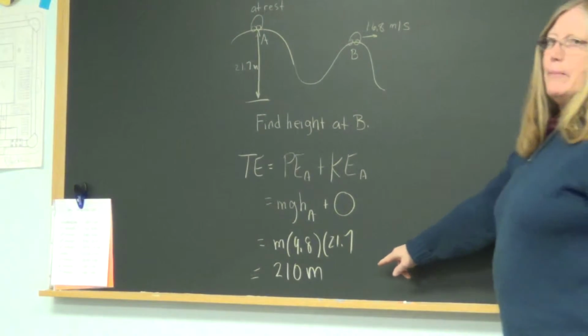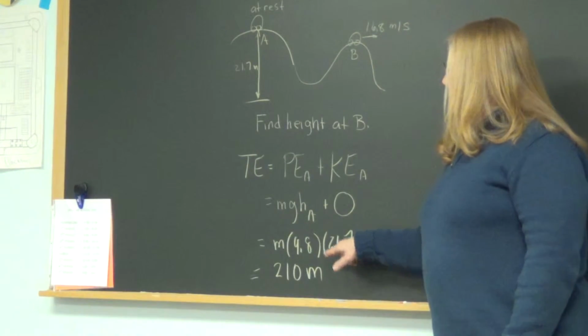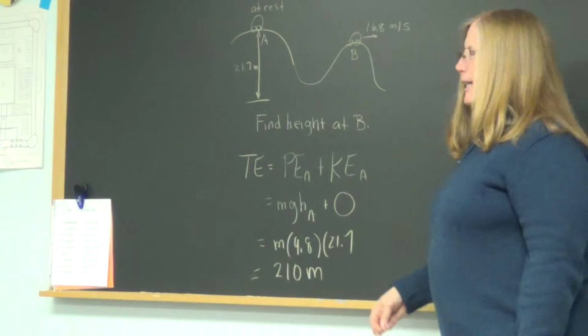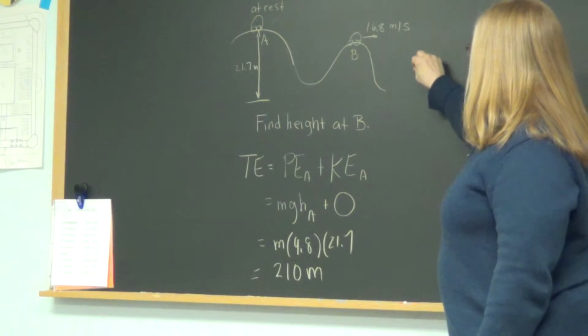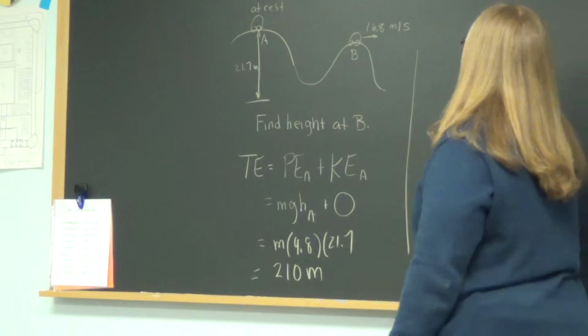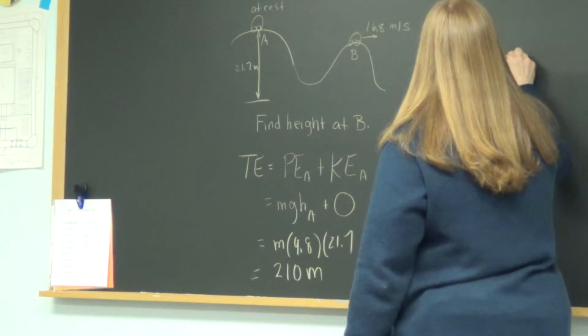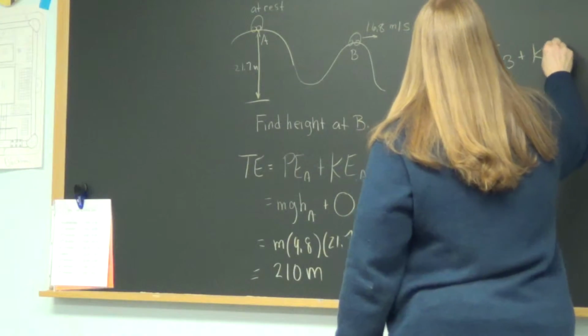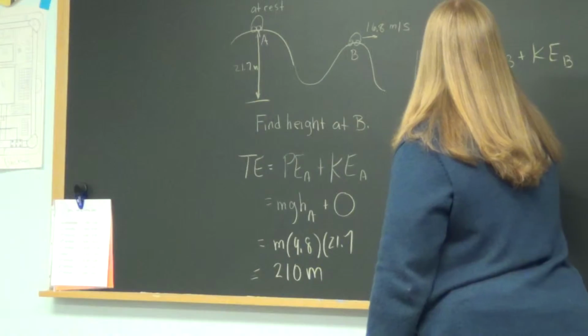All right, did you get TE like mine? Anyone confirm that? It is correct. That's what I got. So I went here to find TE. The question comes from B, so I'm going to jump over to B and put in what I know here. TE equals PE at B plus KE at B. TE I know is 210 m.